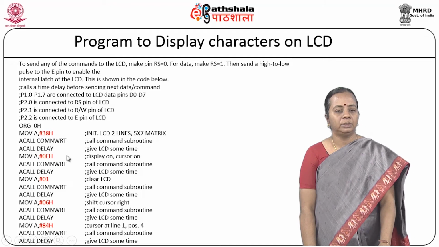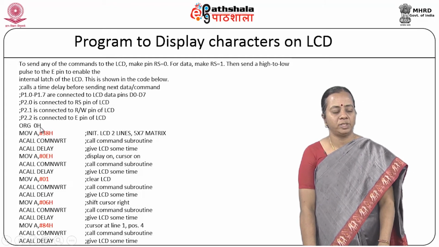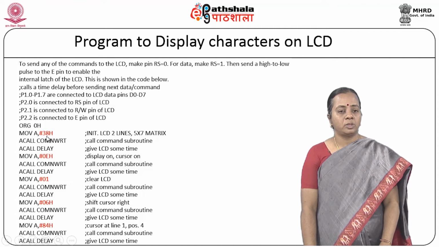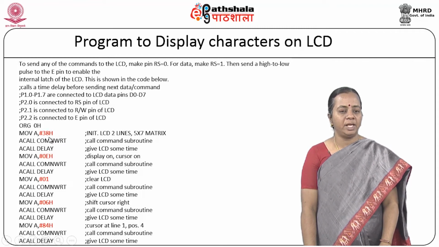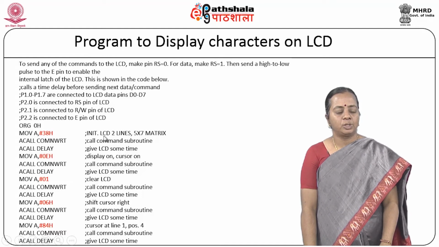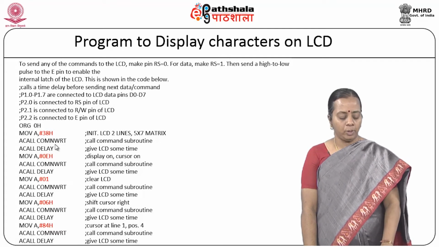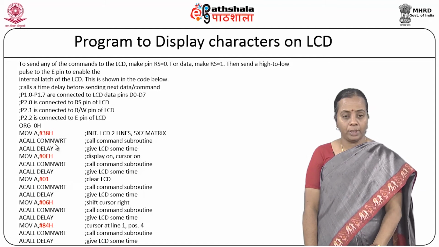Now, this is a sample code where ORG 0 starts at location 00. Now, MOV A, #38H. This 38H I am sending as a command to this particular LCD. The command says that the LCD should have 2 lines display with a 5 by 7 matrix. This has to be informed to the LCD. For that I am calling one particular subroutine which is for doing this particular task.